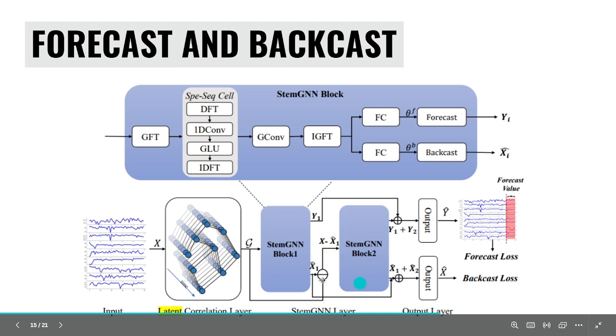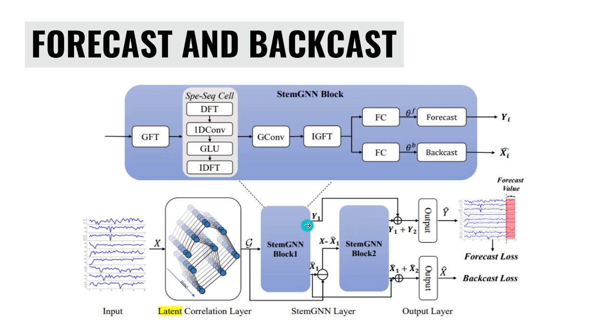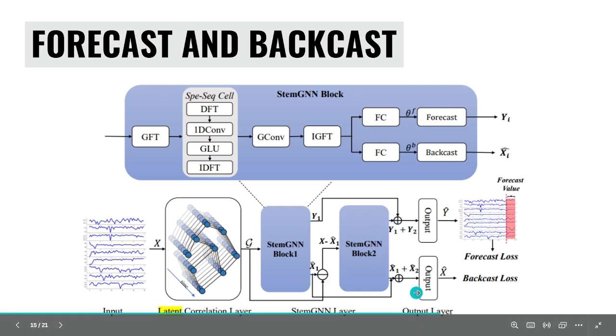Now, these residual connections are used to stack multiple stemGNN blocks. In this architecture, there are two stemGNN blocks stacked. The output of the first stemGNN block is subtracted from the initial multi-series input to obtain the residue, and then the second stemGNN block is processed. The forecasted values of the first and second blocks are added to obtain the final y. This is then sent into an output layer which contains a gated linear unit with fully connected layers to generate the predictions y cap and x cap. It can be further trained by using the loss function.